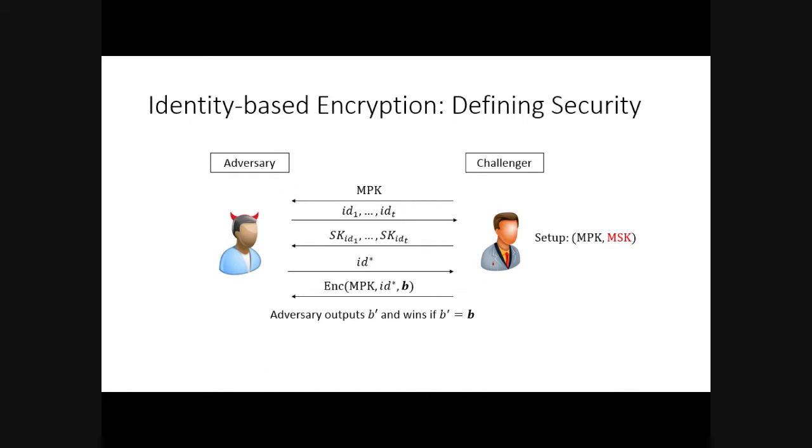And more formally, the security is defined using a security game between an adversary and a challenger, where given the master public key, the adversary can request secret keys for identities of his choice. This models collusion. And then once he does that, he can adaptively choose the ID that he wants to be challenged on. Then the challenger would send an encryption of a message, either 0 or 1, using the identity that was selected by the adversary, and the adversary, to win the game, is supposed to guess which bit was encrypted.